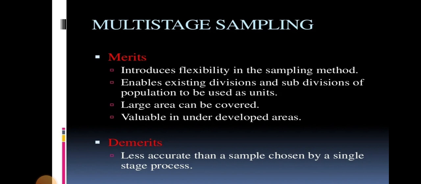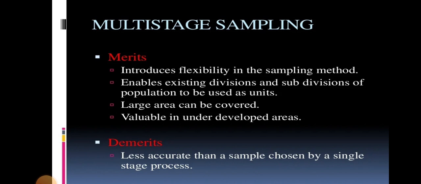So what are the merits of multi-stage sampling? First, it introduces flexibility in the sampling method. It enables existing divisions and subdivisions of population to be used as the unit. Here, a larger area can be covered, and it is valuable in underdeveloped areas.